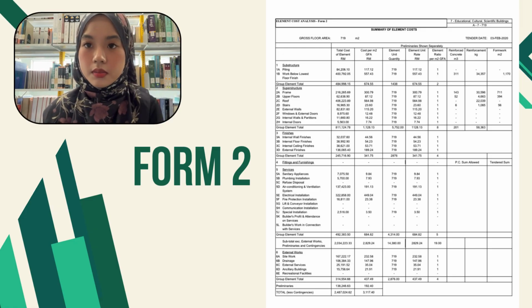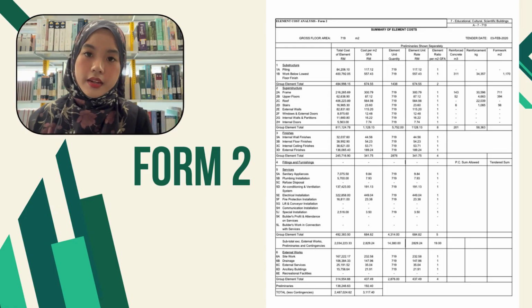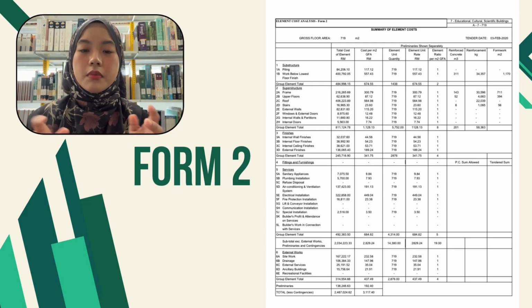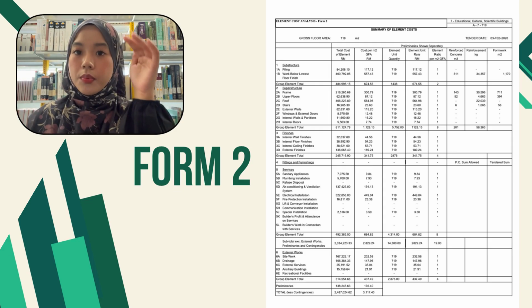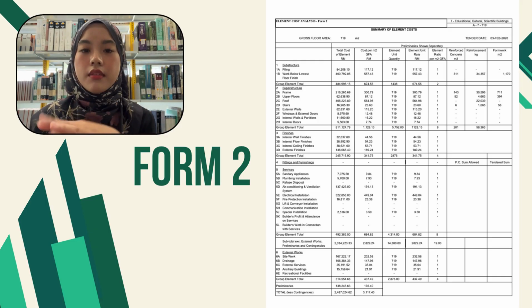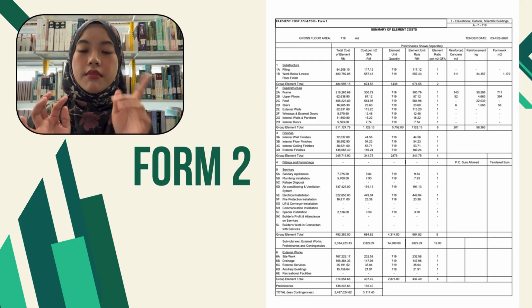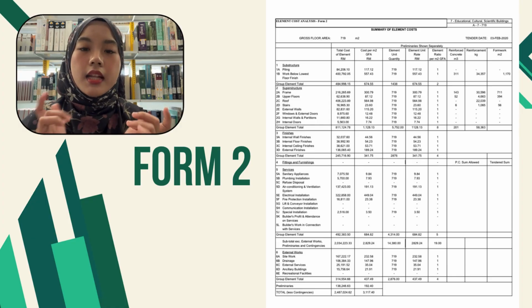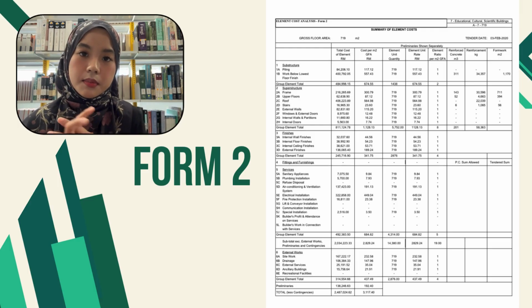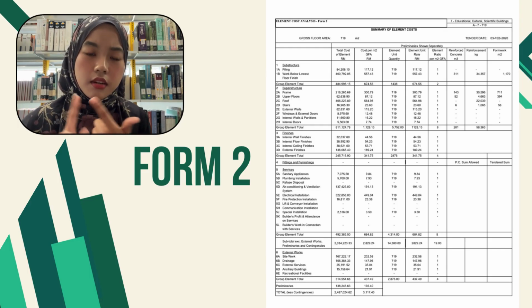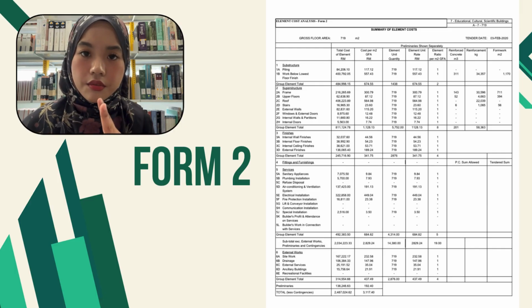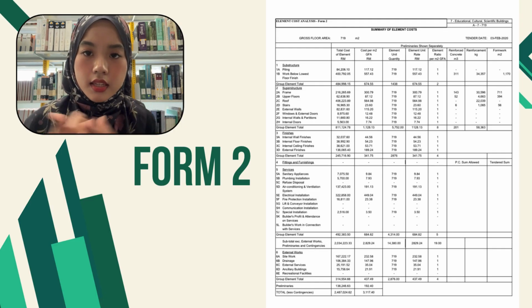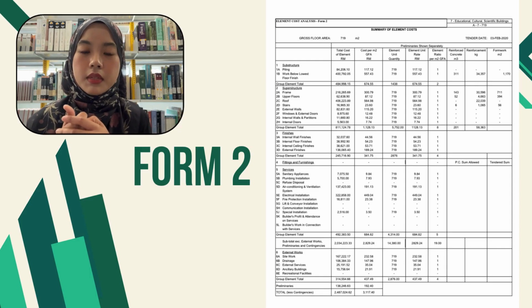Now let me explain how the form is structured. At the top, we can see the gross floor area of the building, which is 719 meters square. Then the elements are grouped into sections like substructure, superstructure, finishes, fittings and furnishings, services, external works, and preliminaries.